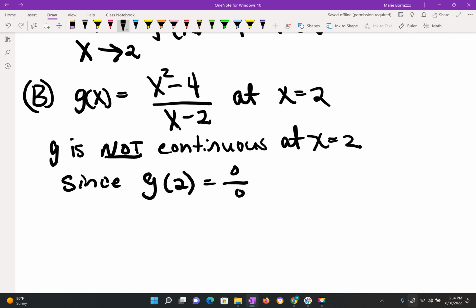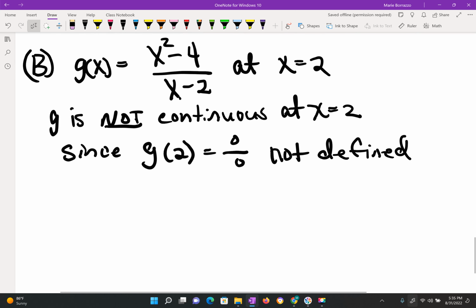I proved that to you earlier. Do you remember when we plugged in the 2? We got 2 squared minus 4, which is 0. And 2 minus 2 is 0. So it's indeterminate, and therefore we would have to factor it. We consider this not defined. Okay, so that's that one.